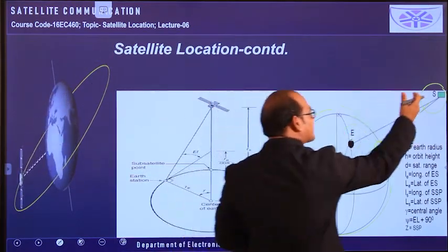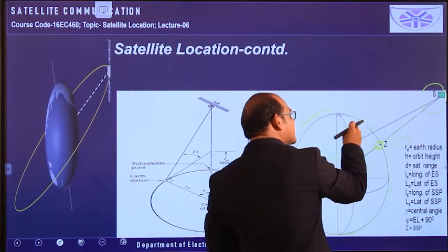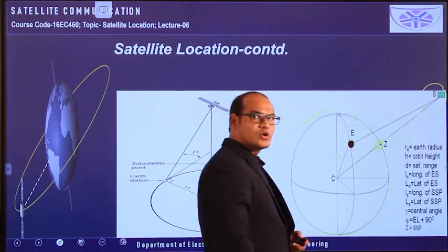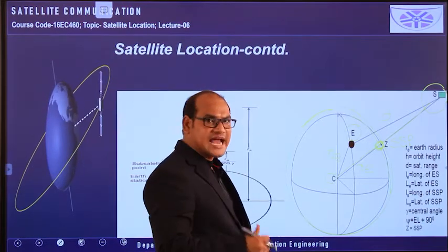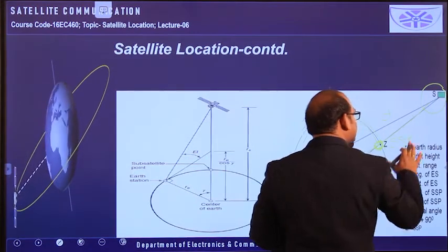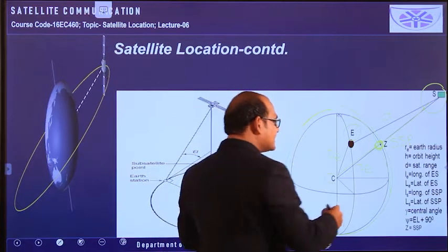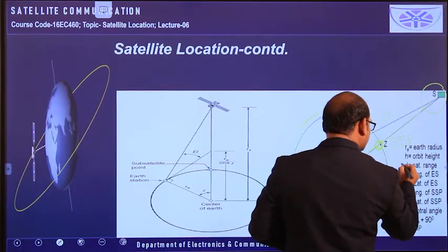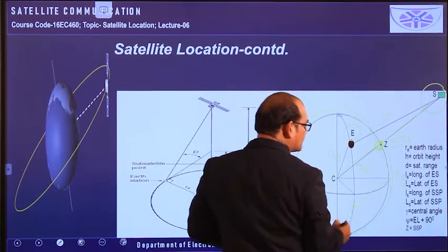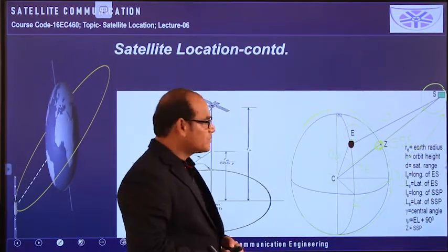And the satellite is available here in the space above the earth. The distance from the earth station to the satellite is represented with D. The distance between the satellite center and the earth center combined is taken as RS. So this RS is from the center of the earth to the center of the satellite. This entire thing is the RS.